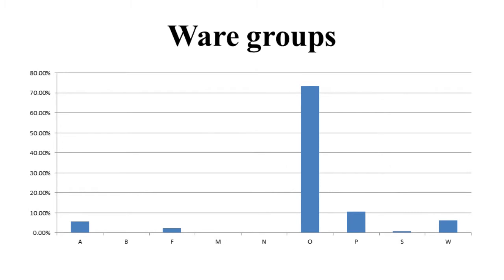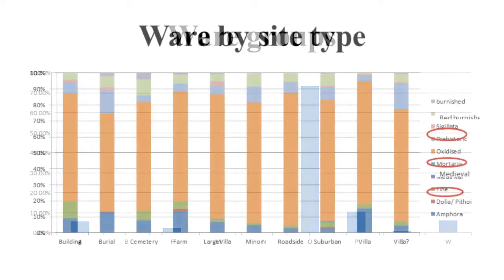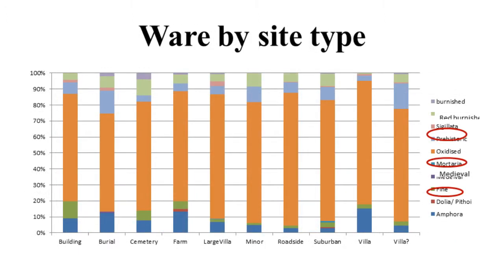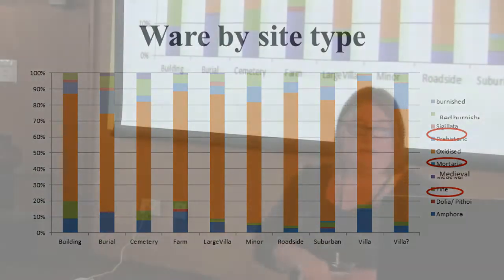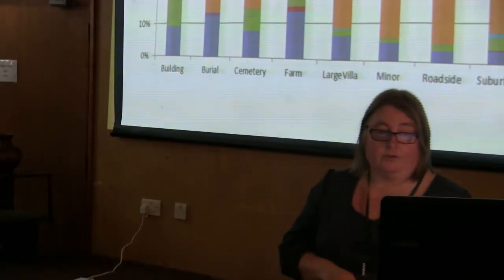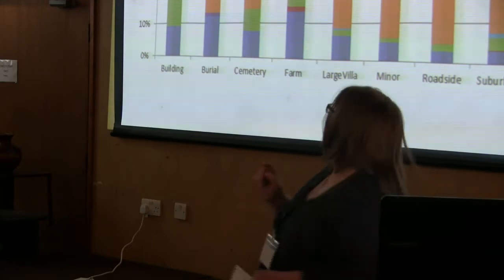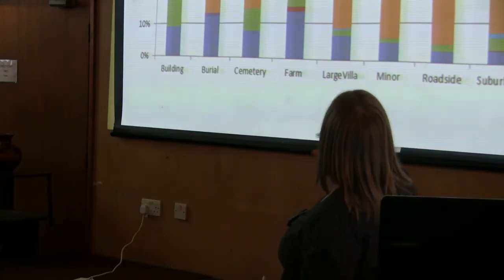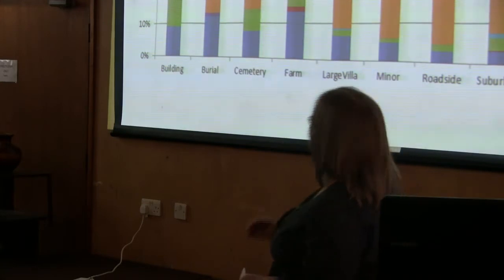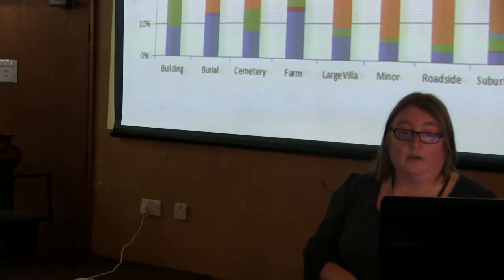And these represent the material. It's basically oxidized cooking pottery with little fine ware, some amphoras, some pre-Roman material, and some white wares. But it gets more interesting when one starts to look at different wares by site type, and clearly certain pottery wares are index finds for certain types of sites. You have sigillata mostly in villa sites or near the urban center.